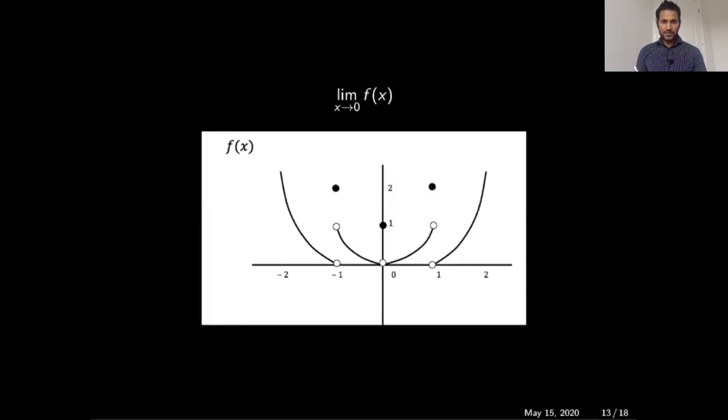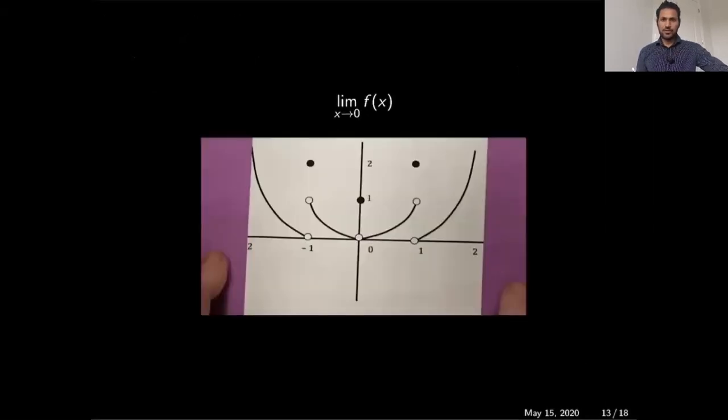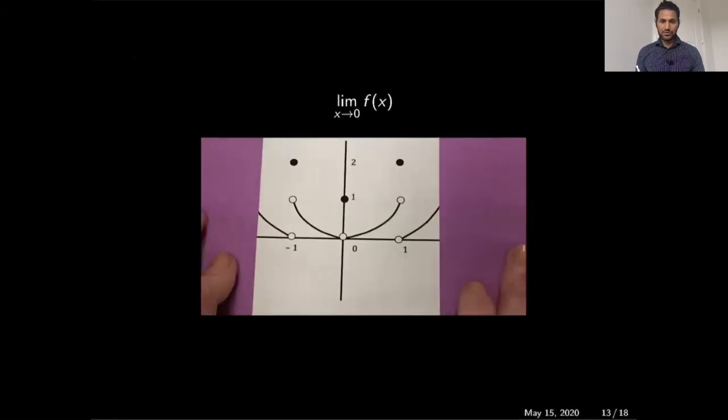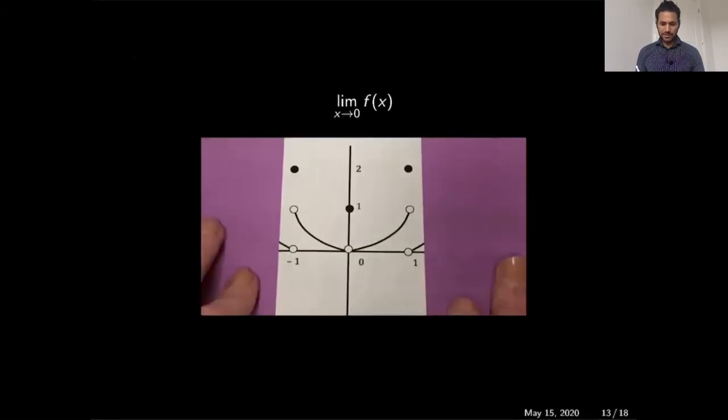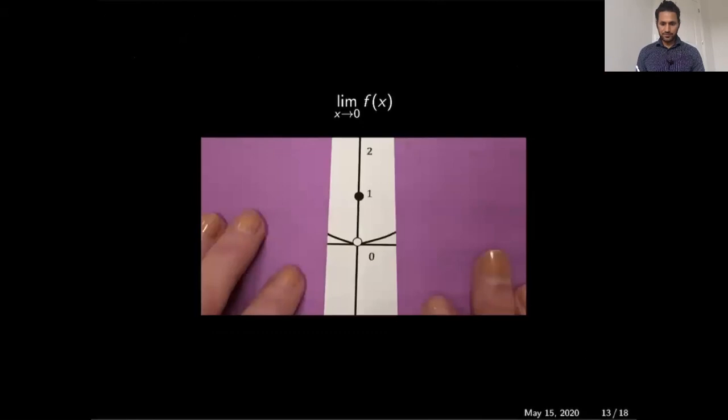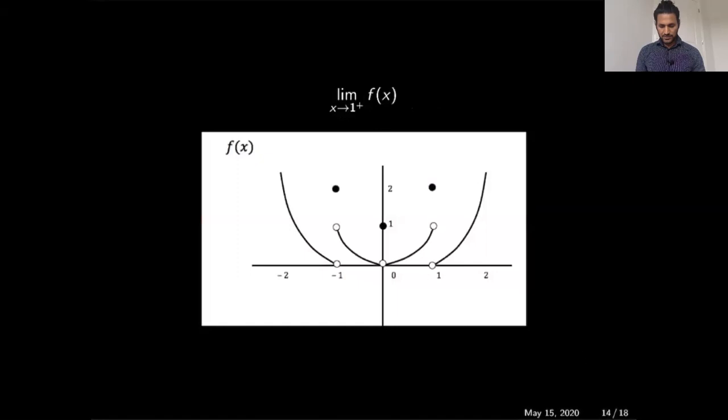Here, let's do the two-sided limit with this activity. We're going to approach 0 from the two sides. So I will put the two pieces of paper on both sides and start approaching 0 from both sides at the same time. As I can see, the graph of the function is approaching 0. Both branches, the left side and the right side, are approaching 0. So we will say the limit is also 0.